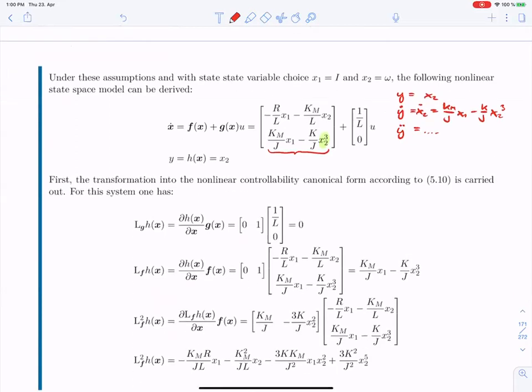So let's look at a more formal way. And again, this would be the Lie derivatives. So for us, the output Y is 0 and 1 times X.